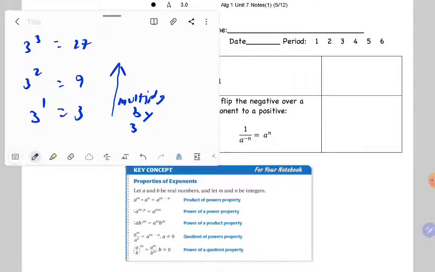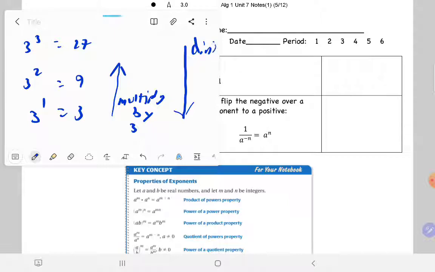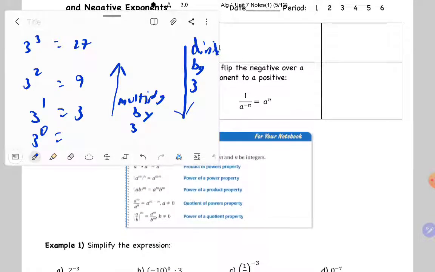So if we started at 3 cubed, we get to 27. 3 squared is 9. So how do we get from 27 to 9? When we're going down, we divide by our base, which is 3. So 27 divided by 3 is 9. 9 divided by 3 is 3. And then when we go down to the 0th power, we're just going to divide again, and we'll get 1. So that is where the 0 rule comes from.